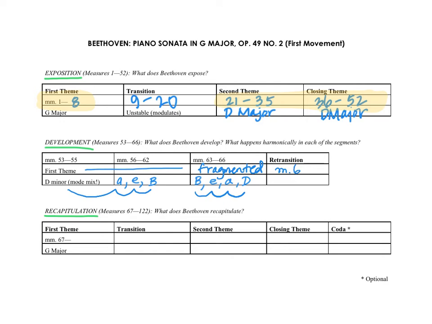It sometimes is a little bit longer, but the important thing about the retransition is it brings us back to the home key. Why is it called a retransition? Well, you may recall that in the exposition, the transition brought us to a new key of D major. The retransition brings us back to the home key of G major.